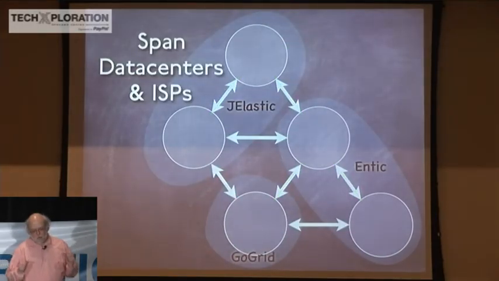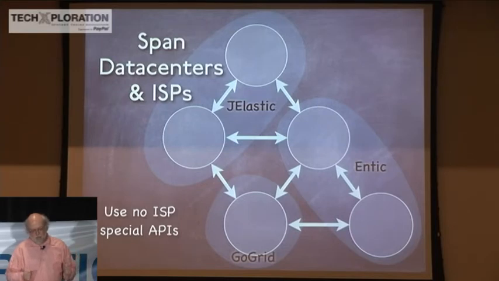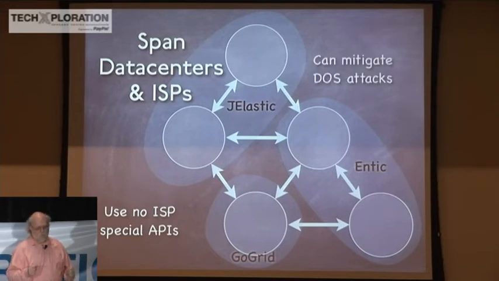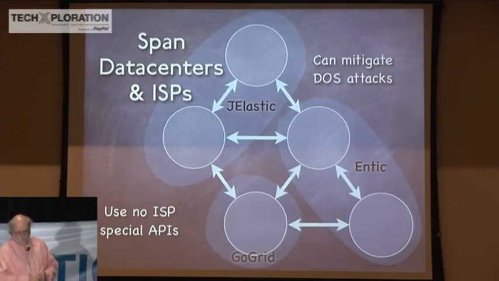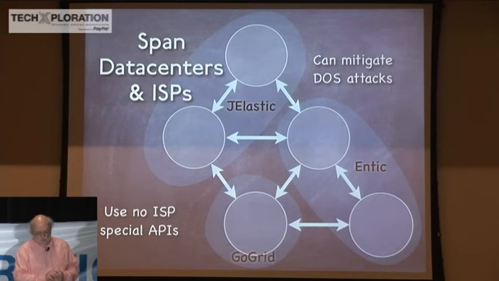And one of the things that I do, because I'm really paranoid, is that I don't just span data centers, I span ISPs. So I very carefully don't use any of the special ISP APIs, which is often kind of painful. But it actually works pretty well. So I currently have data cluster nodes in three different ISPs. I use JElastic, I use Entic, and I use GoGrid. I'm a big fan of Entic, even though they're a small little outfit, but they do really nice stuff.